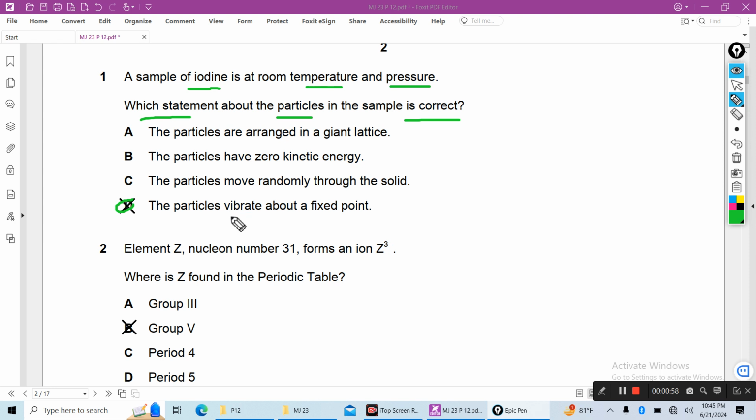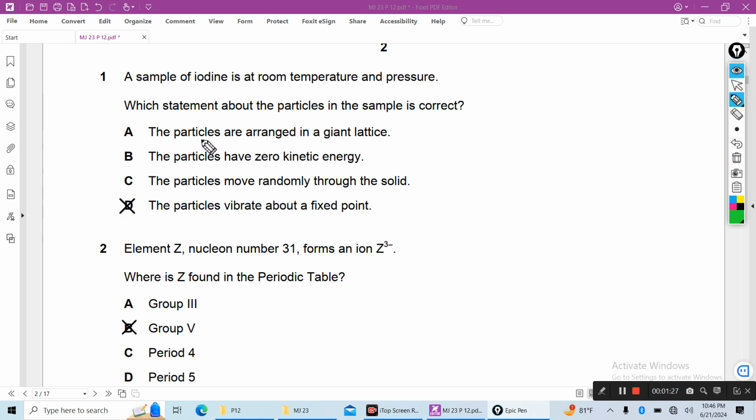The particles vibrate about a fixed point because at room temperature iodine's physical state is solid. So in a solid the particles only vibrate about a fixed position. So D is the right answer.